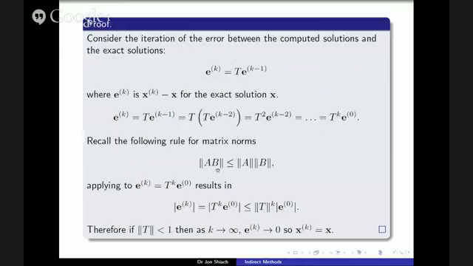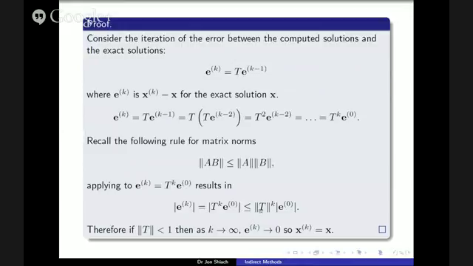Now recall from matrix norms that the norm of a product is less than or equal to the product of the norms. Applying this to E^k equals T to the power k times our initial error, we can see that this norm is going to be less than or equal to the norm of T raised to the power k multiplied by the norm of E0. Now, if the norm of T is greater than 1, that number raised to the power k is going to go to infinity.